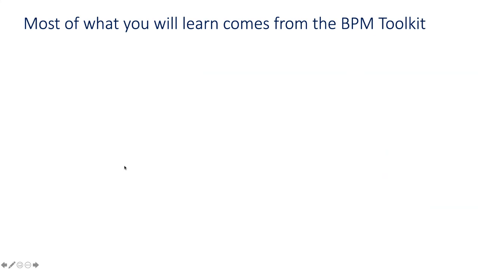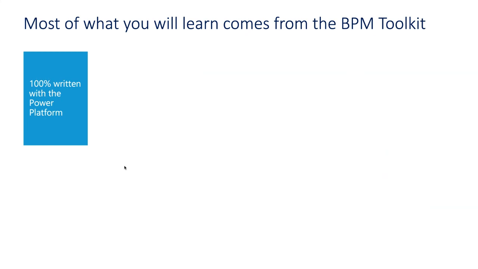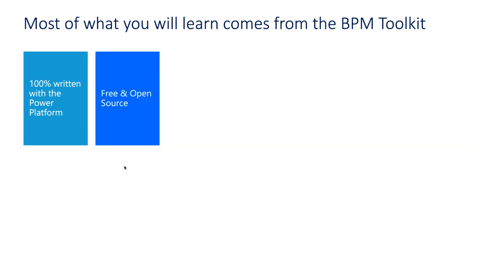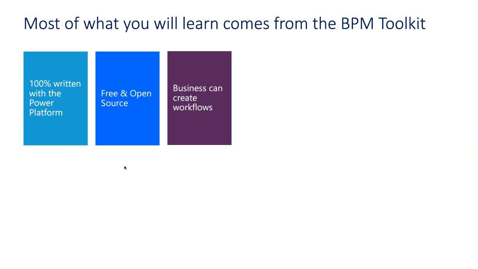So this session is about creating complex applications with the Power Platform and with Power Automate. And most of what you will learn in this session will come from a free tool that I created last year. I'm still working on it, but it's available on GitHub, which is the Power Platform BPM Toolkit. Business Process Management Toolkit, which is a tool 100% written with the Power Platform. It's free and open source. Okay, so this is not a commercial session, it's a technical session.